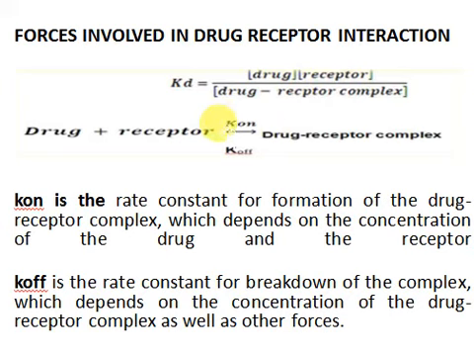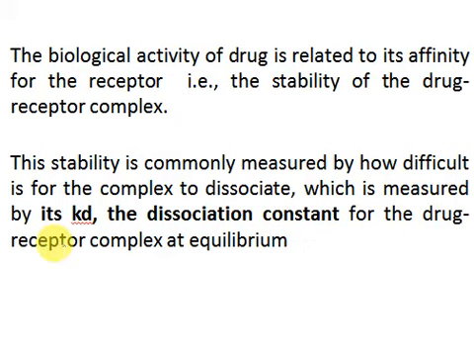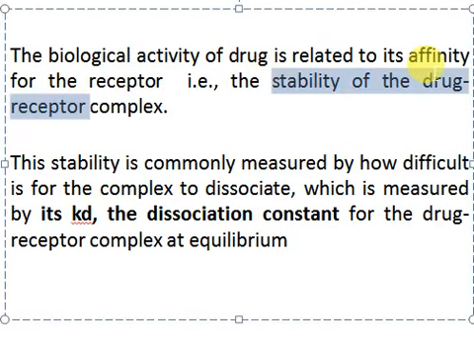So K on is indicating formation of the drug receptor complex. It means that the biological response will be observed, while K off is indicating the breakdown of this complex. As a result, the biological response will be lost, right? So the biological activity of a drug is related to its affinity for the receptor. If the drug receptor complex is more stable, then it will not dissociate and it will show biological response to a greater extent, right? The stability is measured by the Kd.